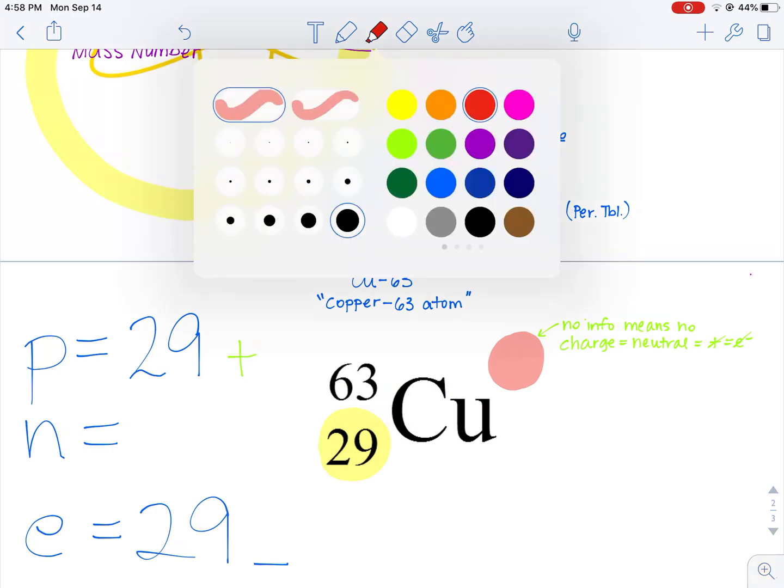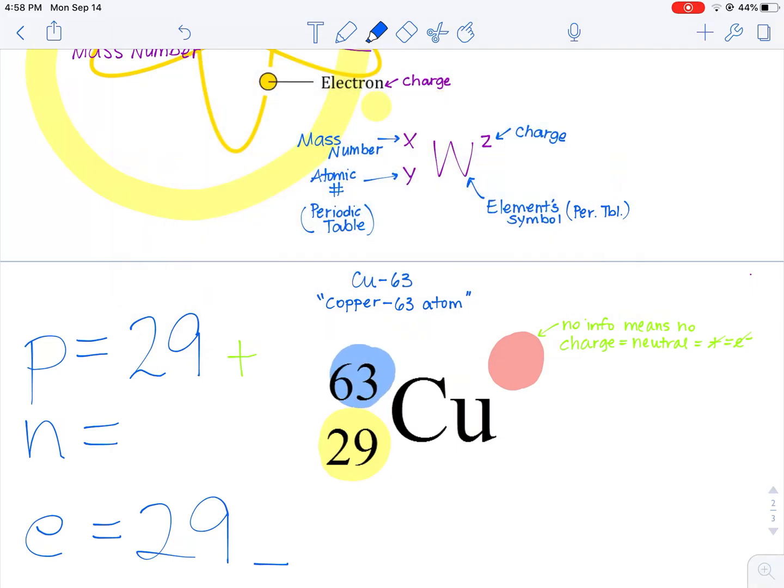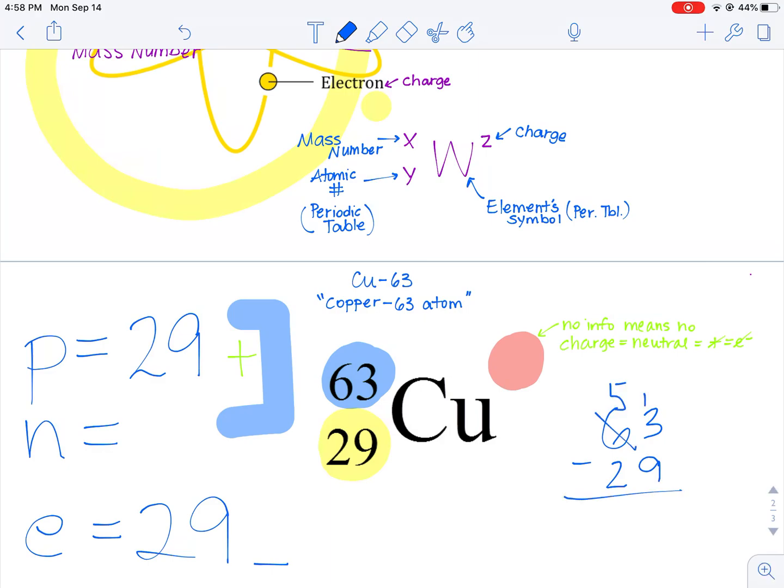So that leaves me with this final number of 63. The number in the top left is our mass number. That's telling me how massive the nucleus is. And the nucleus contains protons and neutrons. So if 63 total particles are in the nucleus, and I know that 29 of them are protons, the difference must be the neutrons. So 63 minus 29 is 34. There are 34 neutrons in this particle. Yeah, totally doable. You're right. Let's try one more example together.